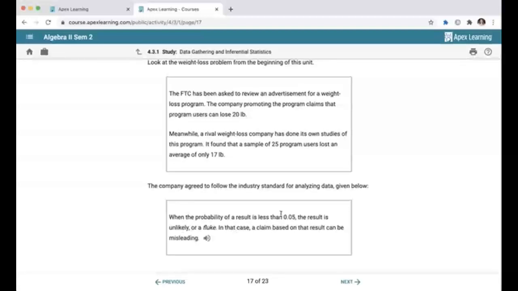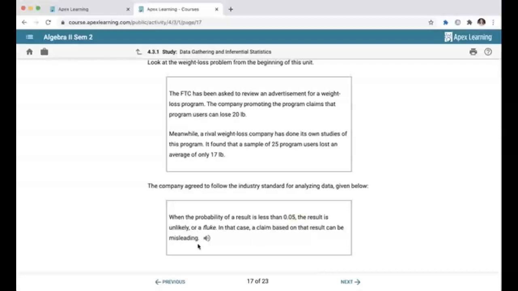So what they're saying is, as a standard, the weight loss industry, in this example, came up with a set guideline, which is if there is less than a 5% chance of something happening, it is not likely to happen. It's what's called a fluke, and you can't report it as the truth.